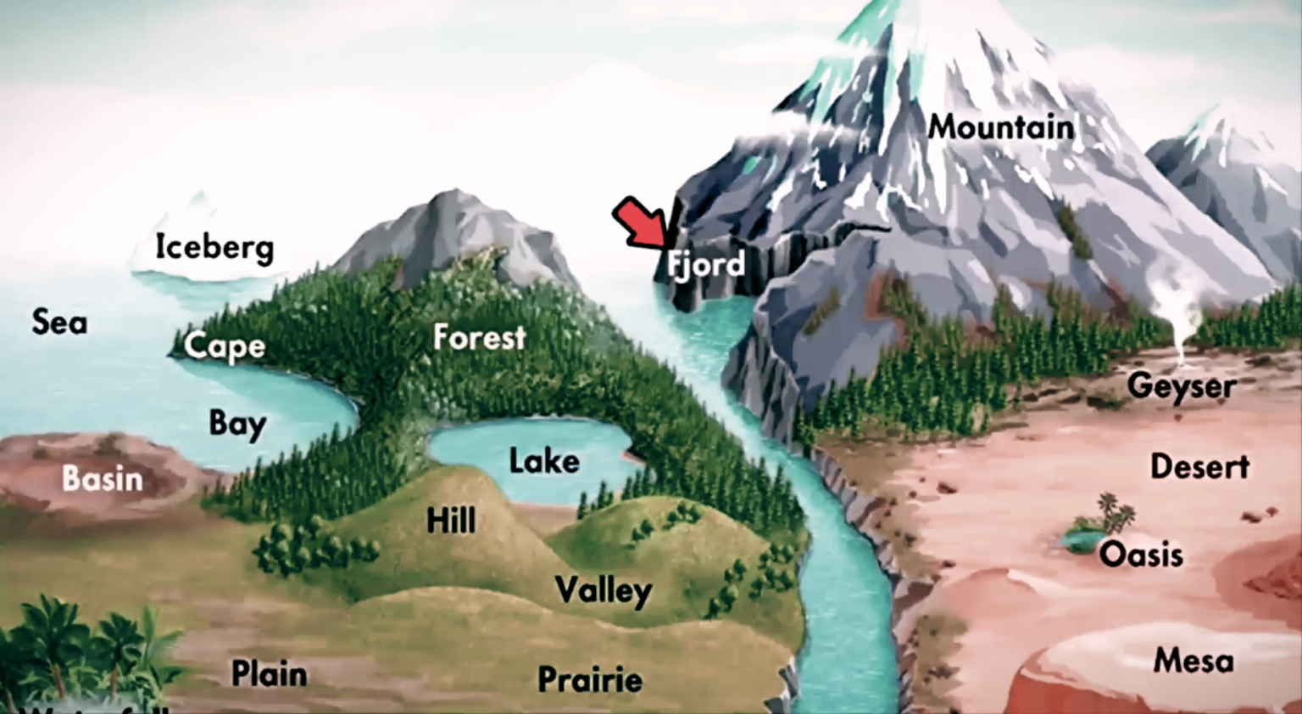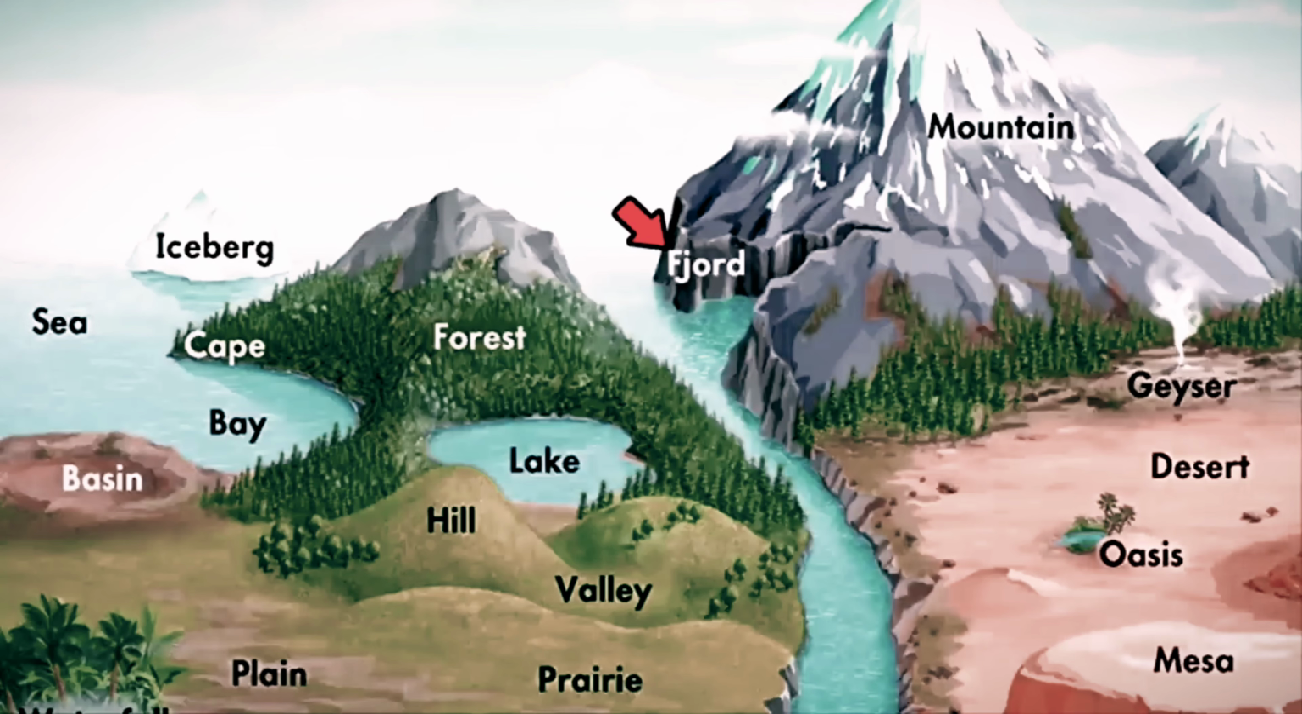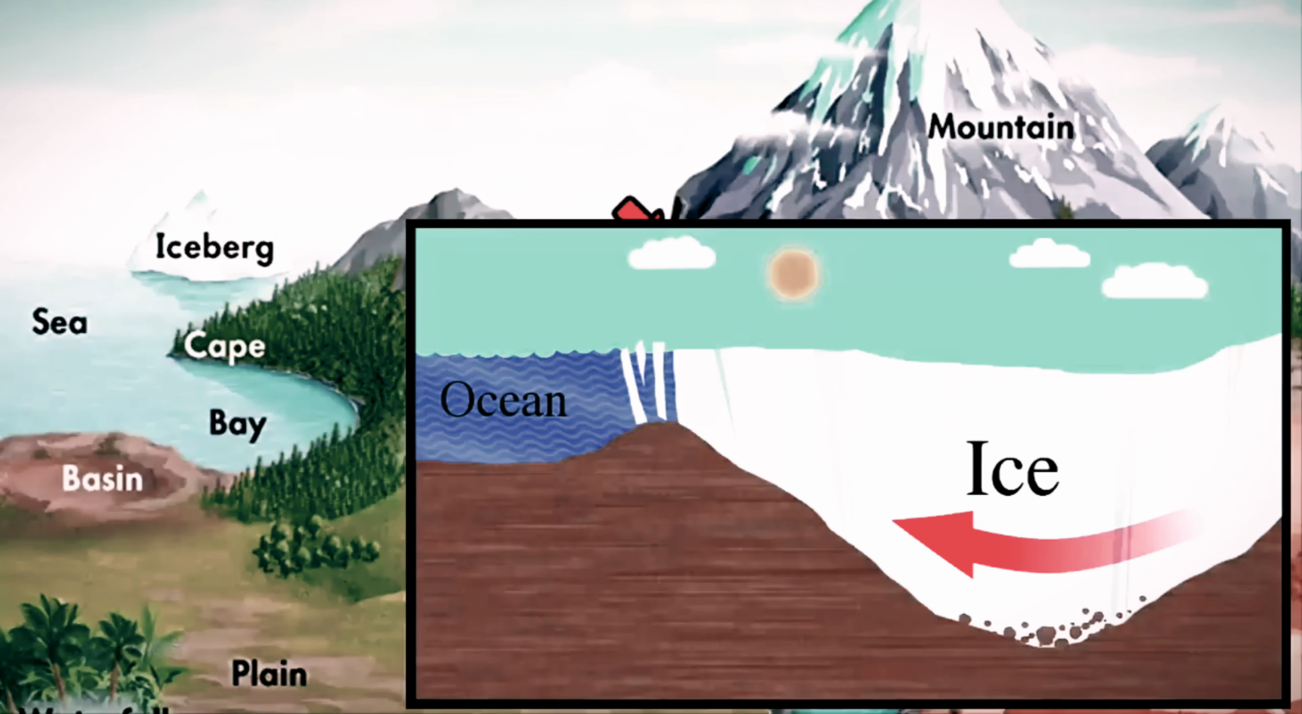The next one is fjord. The J word is silent when you pronounce it. These are a long, narrow, deep inlet of the sea between high cliffs. How are they formed? They are created by glaciers. I just told you how glaciers are formed, right?